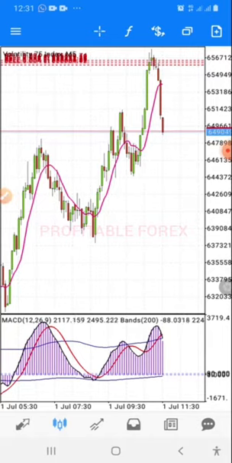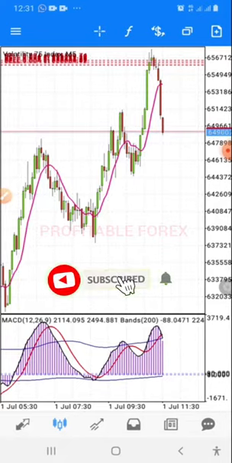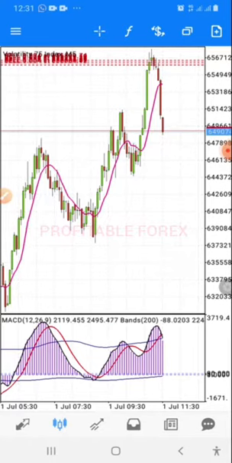What are the things you look out for before taking a trade? Remember this trade is on a 5 minute time frame. Do not use the 1 minute time frame; make sure you use the 5 minute time frame. In my indicator window I have my MACD, my Bollinger Band and a moving average. Then on the main chart I have a moving average.